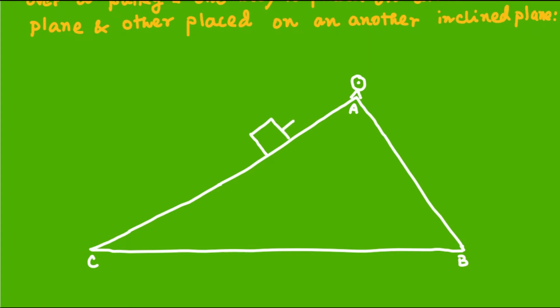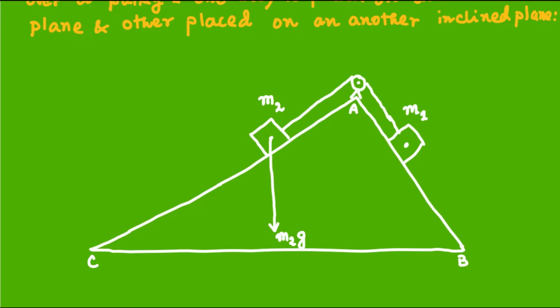A body of mass m2 is placed on the inclined plane AC, and that is tied to one end of a string, and the string passes over a pulley. m2 is the mass of this body which is placed on the inclined plane AC. Another body is connected to the other end of the string. This body has mass m1, and it is placed on the inclined plane AB.